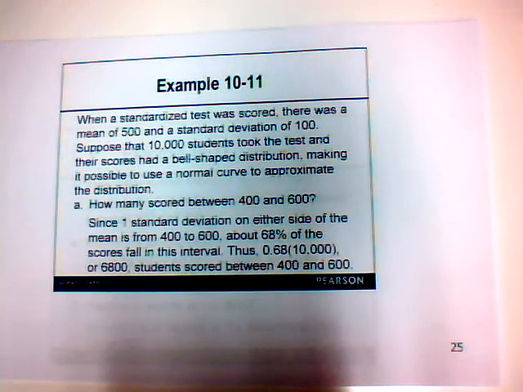When a standardized test was scored, there was a mean of 500 and a standard deviation of 100. Suppose that 10,000 students took the test and their scores had a bell-shaped distribution, making it possible to use a normal curve to approximate the distribution. So in this case, how many scores are between 400 and 600?